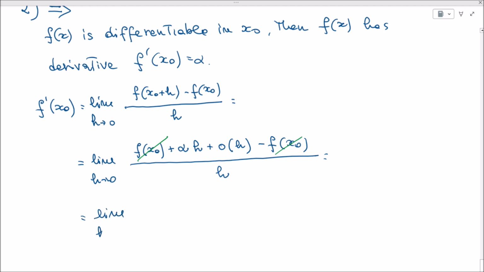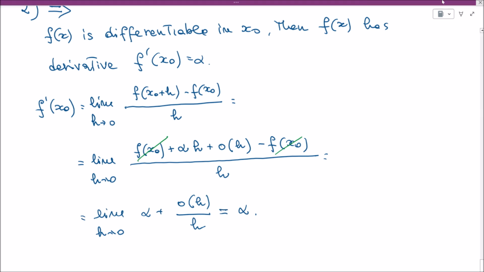as h goes to 0 of, well, by dividing by h, we get exactly what? Well, we have alpha plus little o of h divided by h, but clearly this is just alpha. So we proved not only that this limit exists, so the function has a derivative, but also that the function derivative is exactly equal to alpha.